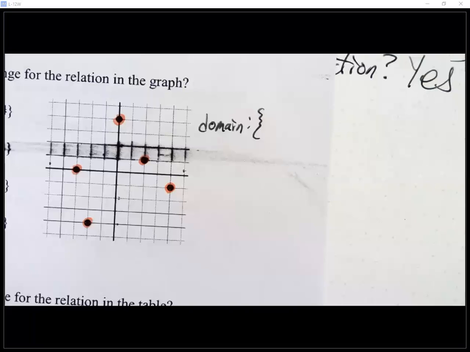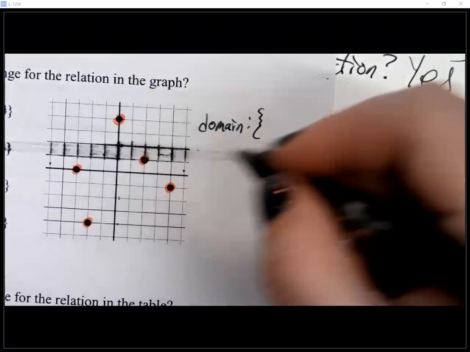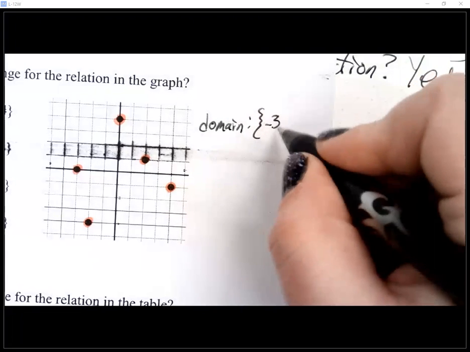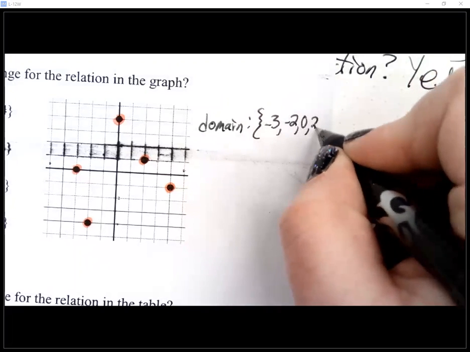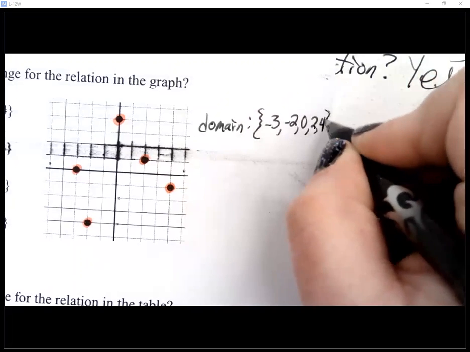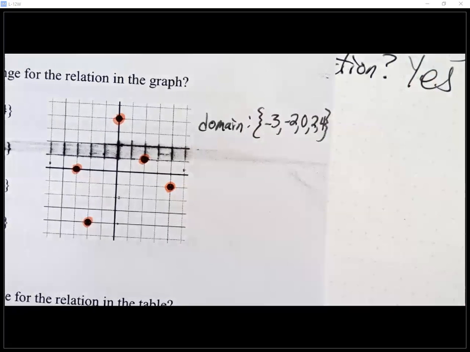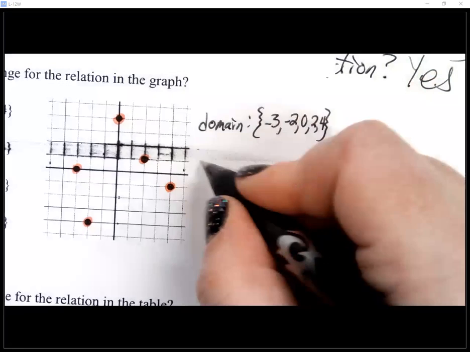Go ahead, Sam. I got -3, -2, 0, 2, 2, 4. I agree. Aren't those all of my x coordinates for each of those dots? Right? And then my range.